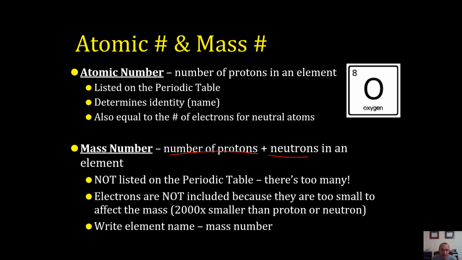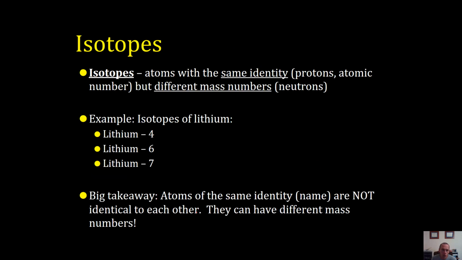And we can identify a specific isotope of an element by writing its name and then its mass number. So we could write oxygen 16, and that would tell us that we're talking about oxygen with 16 particles in the nucleus. We know from the periodic table that 8 of those are protons, so we would know this is 8 protons. That only leaves 8 things to be neutrons.